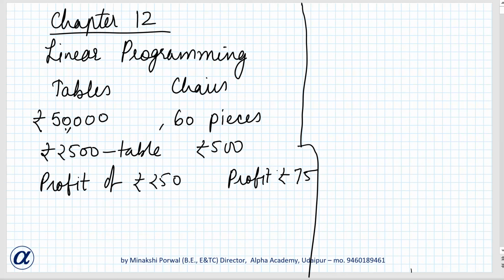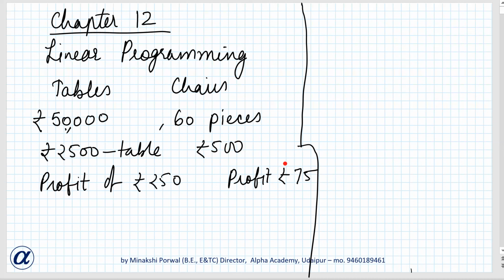Now, the question says that there is a furniture dealer. He deals with only two items, tables and chairs, and he has 50,000 rupees to invest. He has a storage space of 60 pieces. The cost of a table is rupees 2,500 and a chair is rupees 500, and the profit he can make on a table is rupees 250 and profit on a chair is rupees 75.